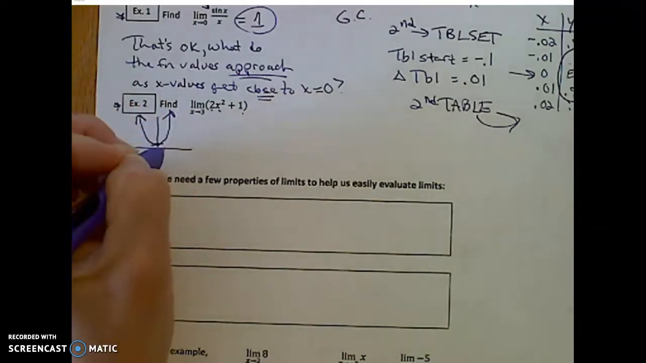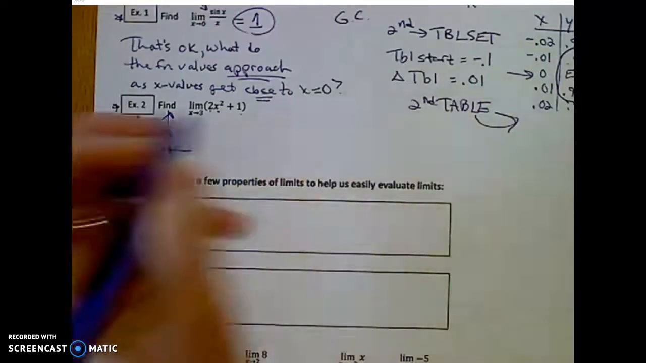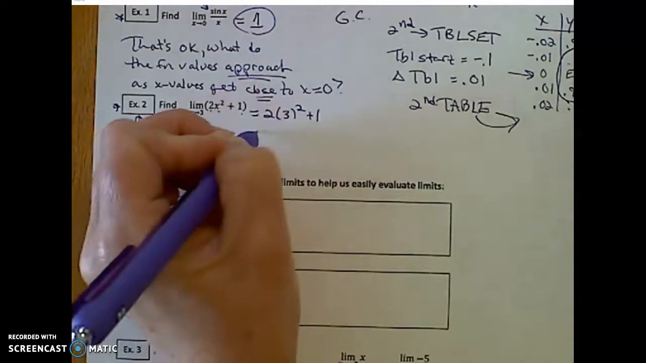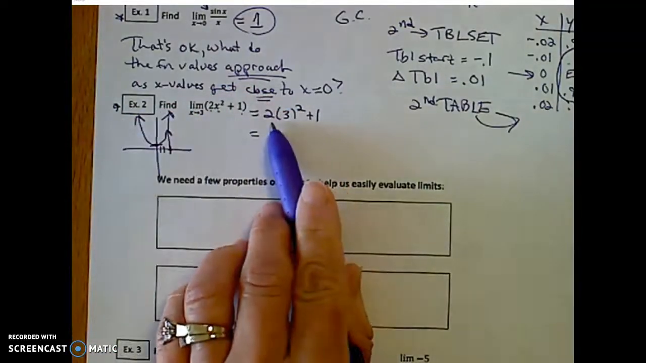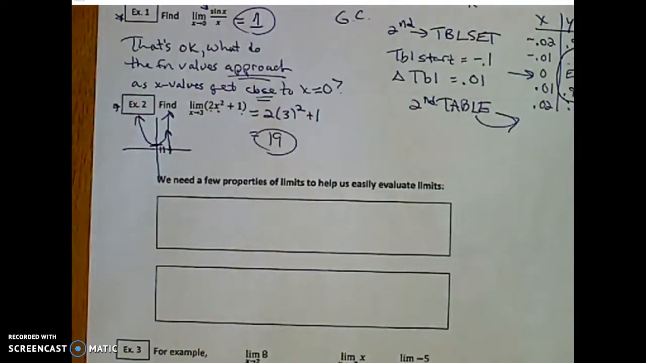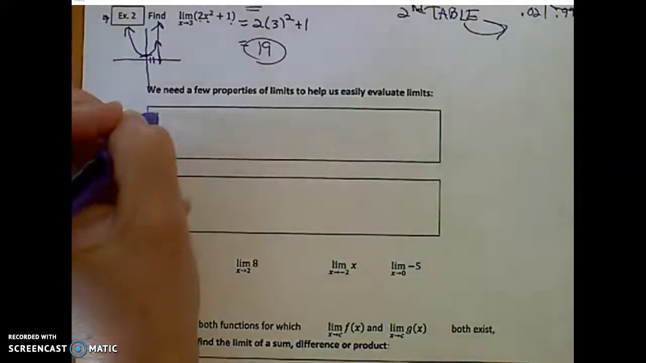Nothing strange happens at x equals 3. I can simply plug in x equals 3. 2 times 3 squared plus 1. 3 squared is 9, times 2 is 18, plus 1. And the function values are approaching 19. Nothing strange happens on that parabola. Okay? So we're going to start to talk about some properties of limits that will help us to evaluate limits.